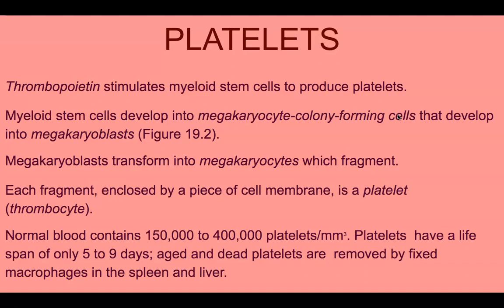Then last is platelets. Thrombopoietin stimulates the myeloid stem cell, and they produce platelets. Myeloid stem cells develop into megakaryocyte colony forming cells that develop into megakaryoblasts. Megakaryoblasts then transform into megakaryocytes. Then the megakaryocyte breaks into fragments. Each fragment is enclosed by a piece of cell membrane, and we call it a platelet, that is a thrombocyte. Normal blood contains 1.5 to 4 lakh platelets, and their life span is only 5 to 9 days.